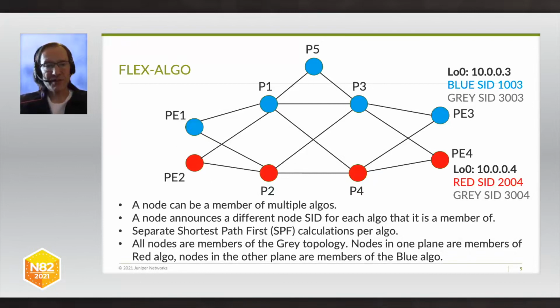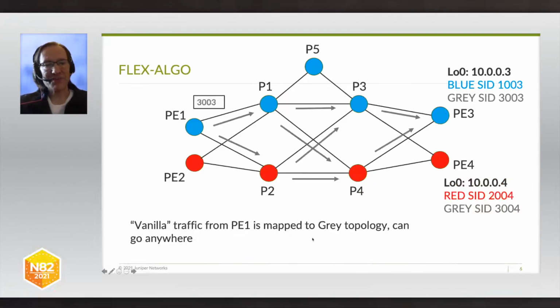And so now we can look at an example of sending traffic across these various topologies. First of all, let's have a look at an example where PE1 wants to send traffic using the vanilla gray topology. So, we're not too fussed about what path this traffic takes across the network. And so PE1 launching traffic into this gray topology uses the node SID associated with the destination node, which for the gray topology is 3003, as you can see here.